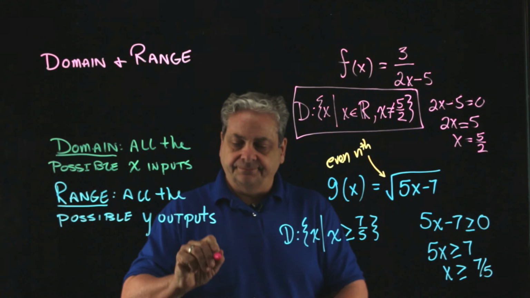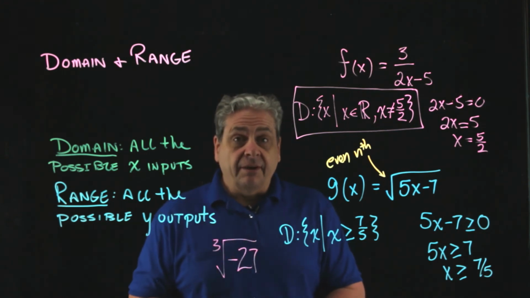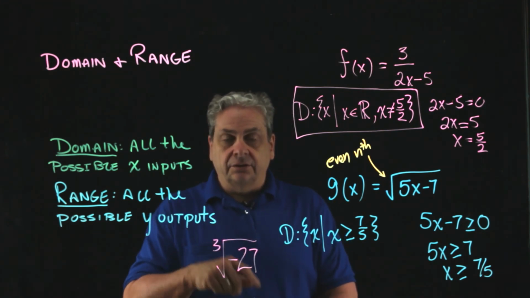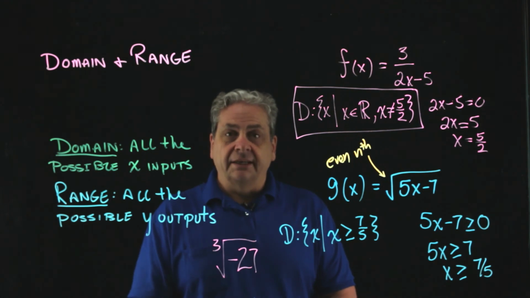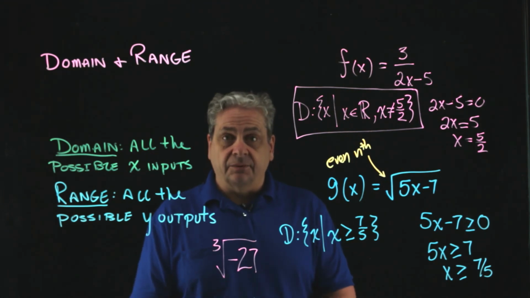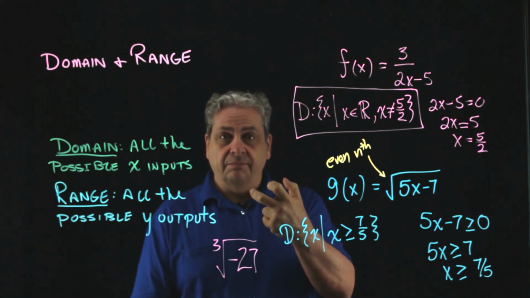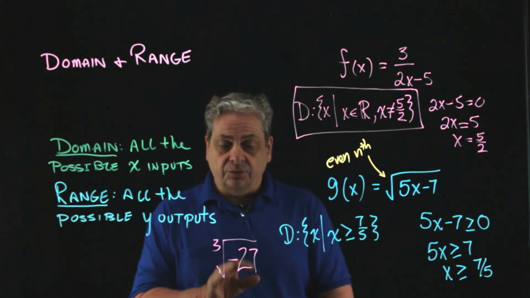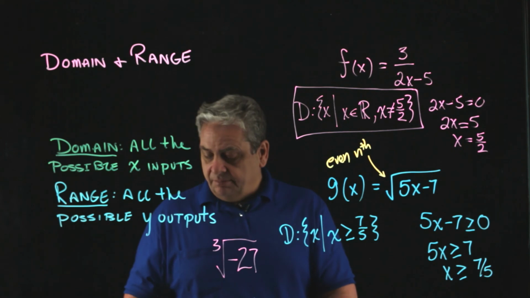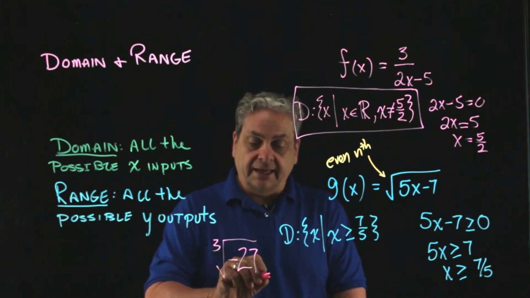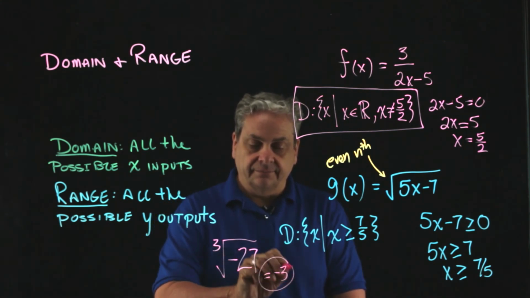Think about it. If I'm looking at the cube root of -27, that's possible. A negative times a negative times a negative will give me a negative number. So that actually will work, right? And by the way, in case you were wondering, the answer to that is -3.